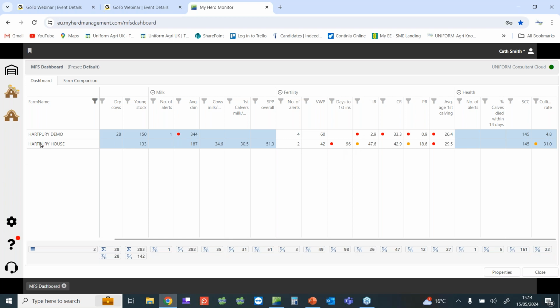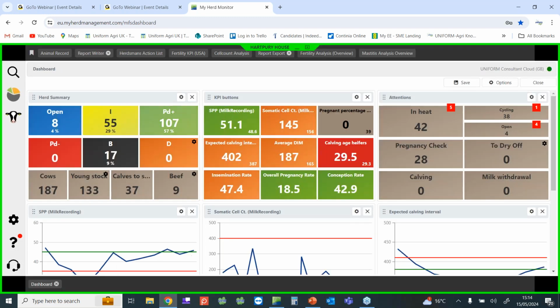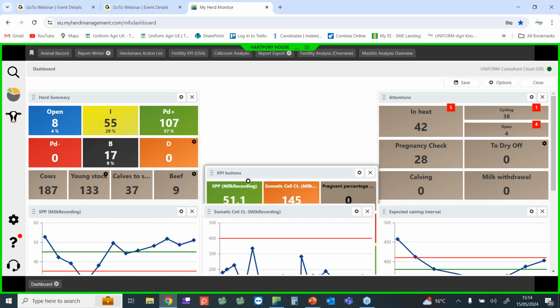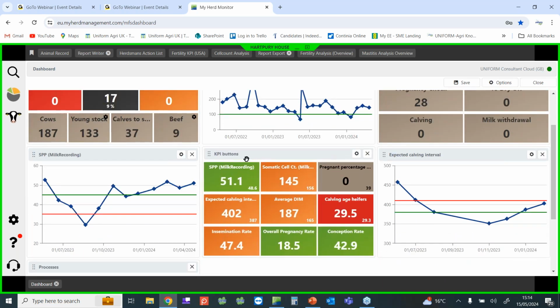So if I just double click on this one, it opens up that herd. And there you go. You've got a very, very familiar looking dashboard with which to explore. So these things all move around. You can grab and swap things over, make it your own. You've also got your favorites across the toolbar up here. So any particular reports like the KPIs that we were just looking at, that's all in there.